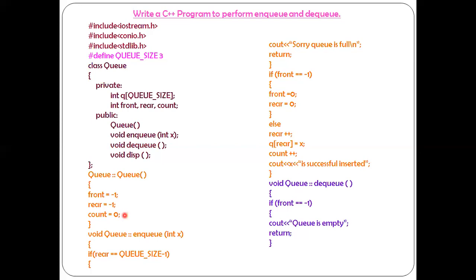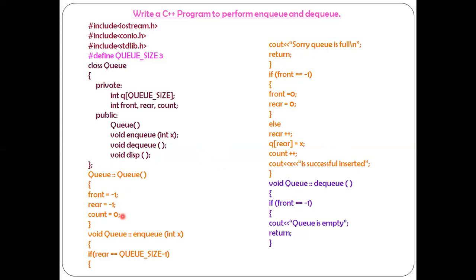Okay. You need to remember the 2 beautiful points. When the queue is empty, the value of front and rear will be -1. When the queue is full, the value of front is 0 and the value of rear is n-1. Do remember the points. Okay. So front equal to -1, rear equal to -1, count equal to 0.